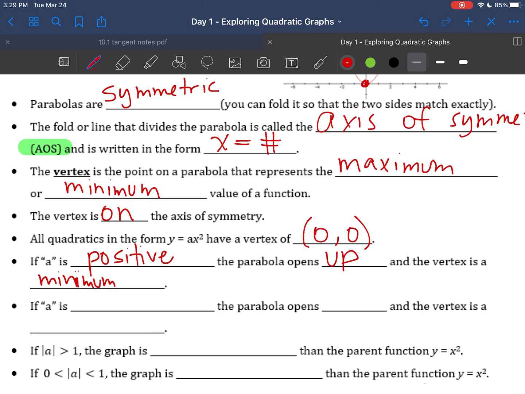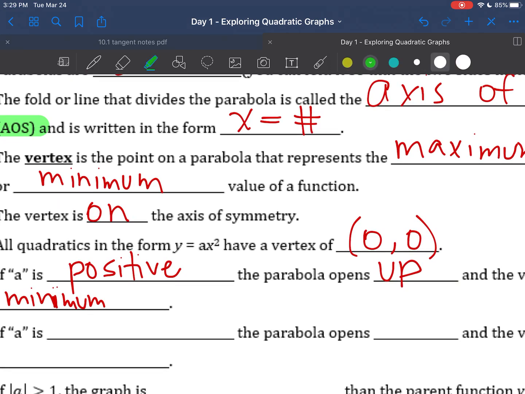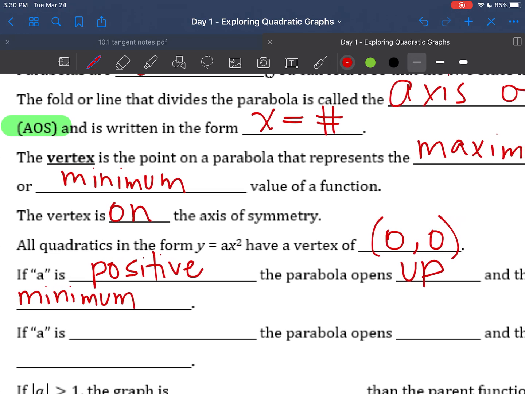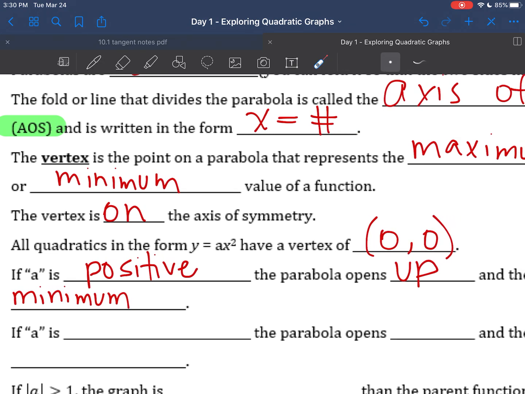Skipped my I right there. Let me fix that a little bit. I don't like how that turned out. Let's try that one more time. Minimum. Okay. So remember, the A value is referring to this number right here in front of x squared. So if it's a positive 2, it opens up. If it's a positive 5, it opens up.